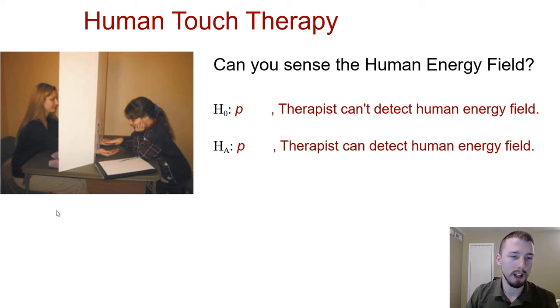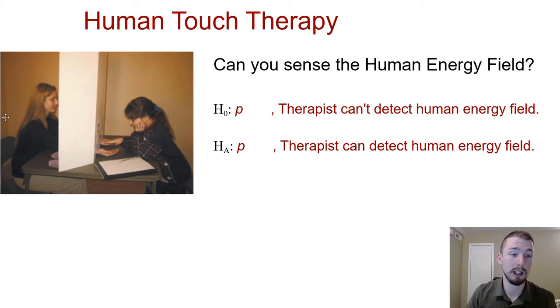So she put her behind a 50-cent trifold with cutouts in it, and she hovered her hand over either her left hand or her right hand, and she asked the human touch therapist which hand she was hovering over. And so the question is, can they sense the human energy field? So is there something to it? It's like, is it a biased coin, right? So if it's not a biased coin, we would expect 50-50, right?